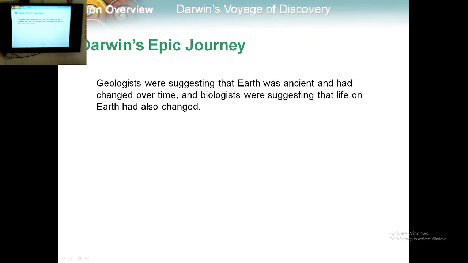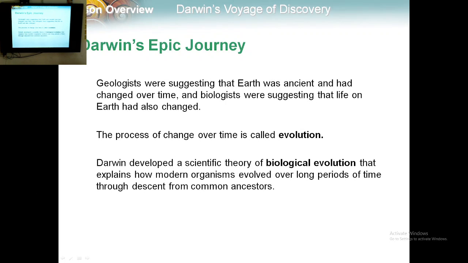Geologists were suggesting that Earth was ancient and had changed over time, and biologists were suggesting that life on Earth had also changed. The process of change over time is called evolution. So what do we mean by evolution? The process of change over time. Darwin developed a scientific theory of biological evolution that explained how modern organisms evolved over long periods of time through descent from common ancestors. So the theory is about biological evolution.